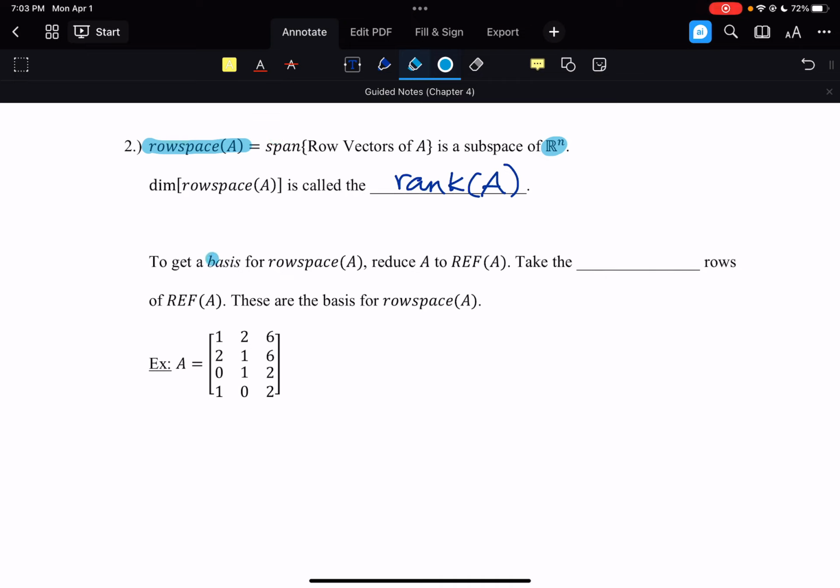If we want to get a basis for the row space of A, we need to reduce A to row echelon form and then take all of the non-zero rows of that row echelon form of A, and these form the basis for the row space. So for example, with this matrix, this is the same matrix as above, so just to save a little bit of work here, we already know what this is in row echelon form.